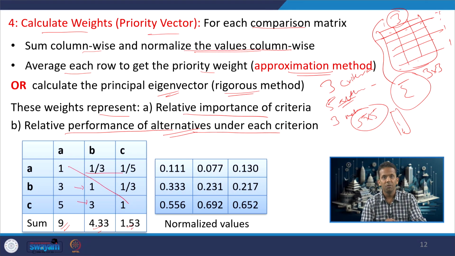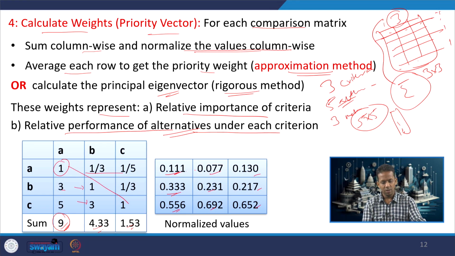Once you do the sum column wise, you normalize the values column wise. How will you normalize? You divide each entry by the sum. So 1 by 9 will give you this, 3 by 9 will give you 0.33, and 5 by 9 will give you 0.556. Similarly, in the second column, this 1 by 3 upon 4.3 will give you this number. So you do column wise normalization. First the sum of columns, then normalize each value column wise, and the third step is to average out each row.